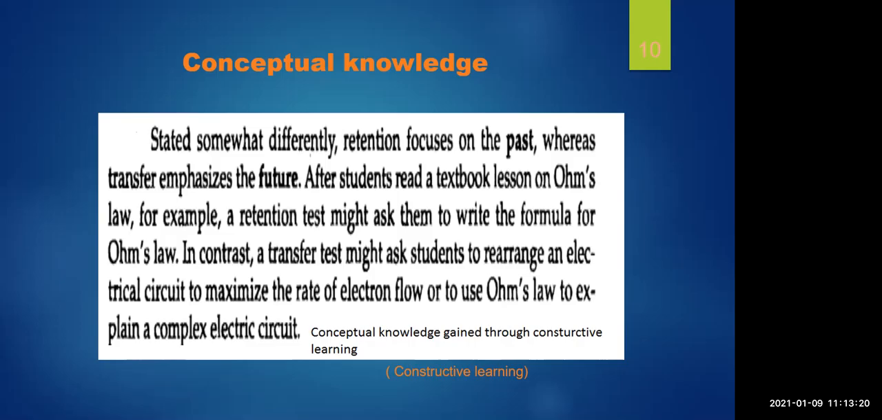After the student reads a textbook and learns Ohm's law, for example, a retention test might ask them to write the formula for Ohm's law. So that is what we as teachers ask them: write the formula for Ohm's law. This is what we ask them. So it will be there in the memory only.